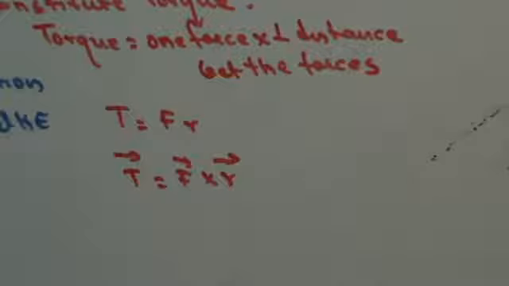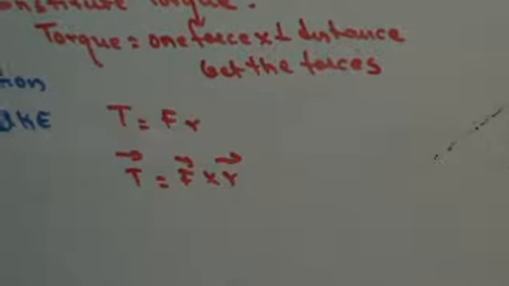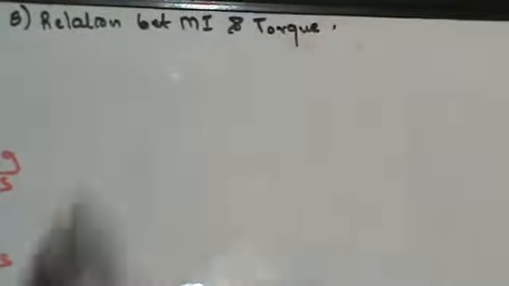Right? Now let's try to find out the relationship between torque and moment of inertia. What about that torque that you found over there? Which the torque is your moment of inertia and into angle. I'm coming to that only. I'll show you how I got that. That's exactly what I'm finding out now. The relationship between moment of inertia and torque.